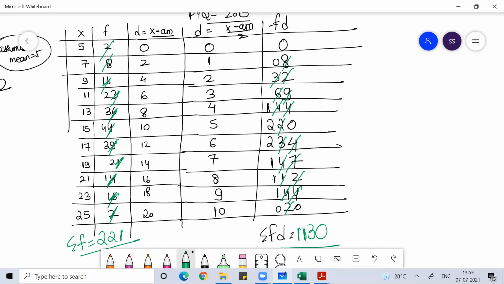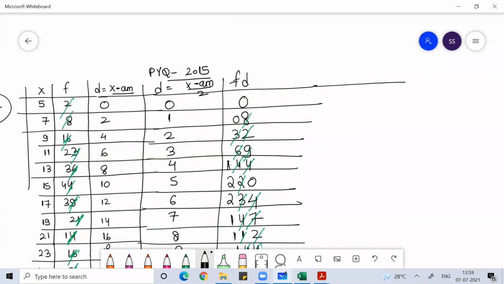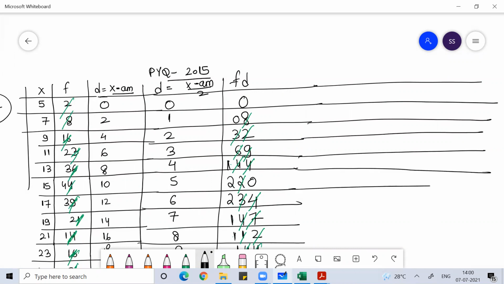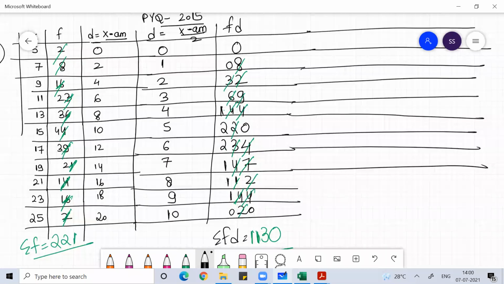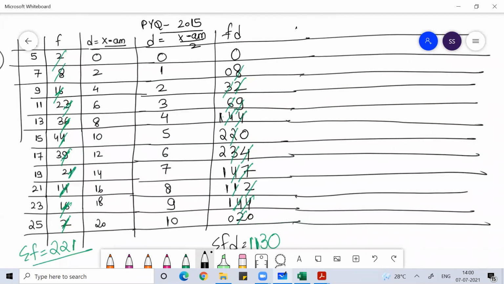Now what you will do, find fd square. The d squares are 0, 1, 4, 9, 16, 25, 36, 49, 64, 81, 100.